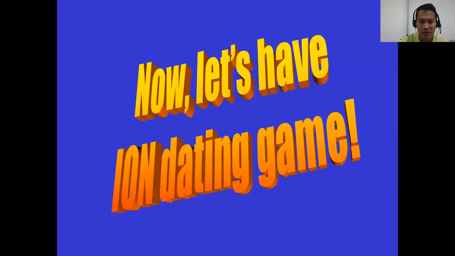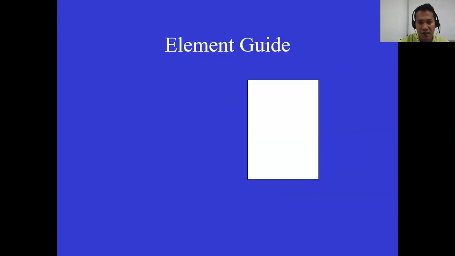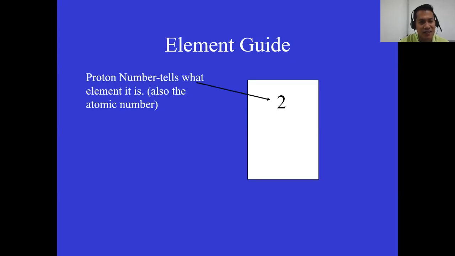All right. Now let's have the ion dating game. So supposing that you are looking at your periodic table and you see a rectangle like this, okay, it has the number 2 in it. What do you think is this number 2? Okay, so this number 2 here refers to the number of protons. It tells what element it is. What do you think is this one? If you're looking at the periodic table, what do you think? It has 2 protons. You're right.